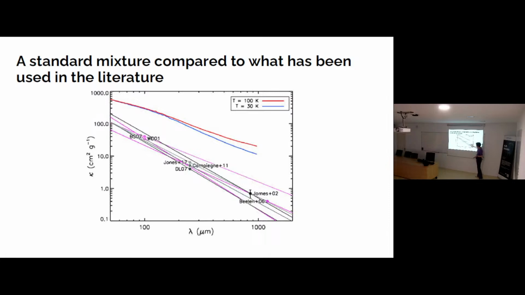And these lines here at the bottom are various dust opacities that people have used to determine dust masses in the interstellar medium of high redshift galaxies. So you can see we are above that. The slope seems to be roughly okay, although not in all cases.